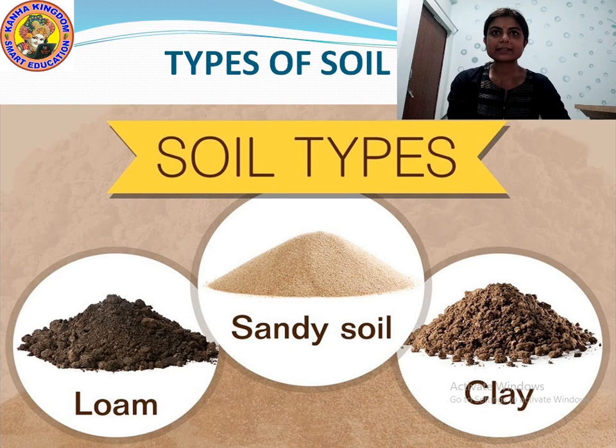And see students, these are the different types of soil. Can you see the picture? Loam means the loamy soil. It contains the sand also, silt also and clay also. Sandy soil, it is very dry. Sandy means the desert soil. Yes or no? Desert soil, it is very dry and it does not retain water. That means the water cannot be absorbed in this kind of soil and no plants can grow.